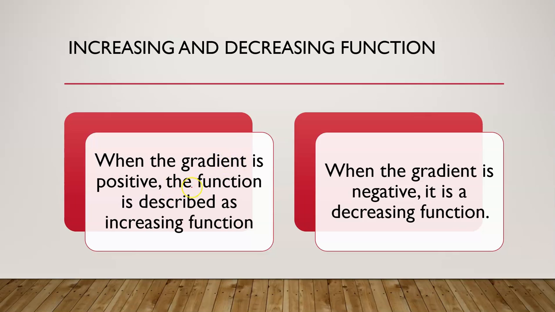Next, increasing and decreasing functions. When the gradient is positive, the function is described as an increasing function. If your dy over dx is positive, the function is increasing. When your dy over dx is negative, it is considered a decreasing function. Like the graph just now, if dy over dx is positive, your graph will increase, go up. If the gradient is less than 0, your graph will decrease.